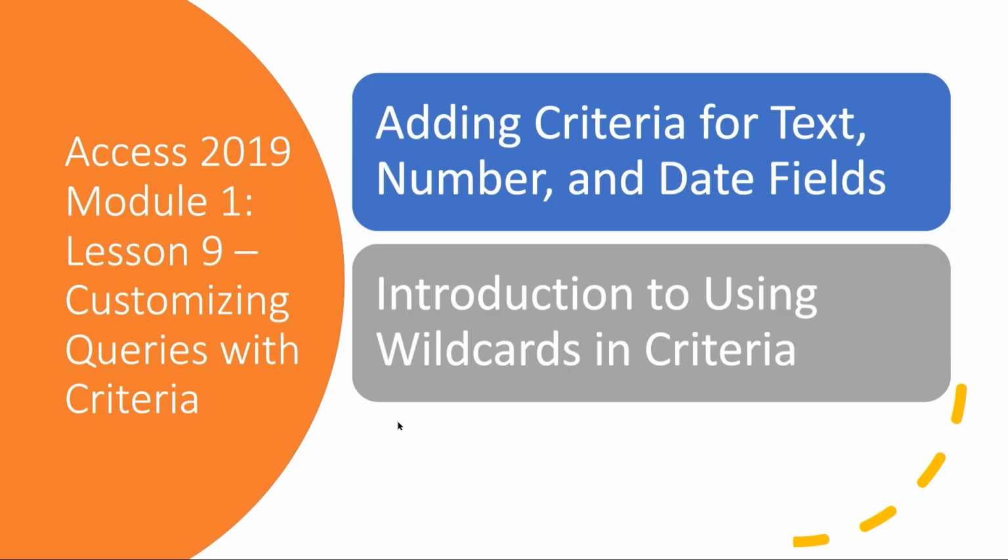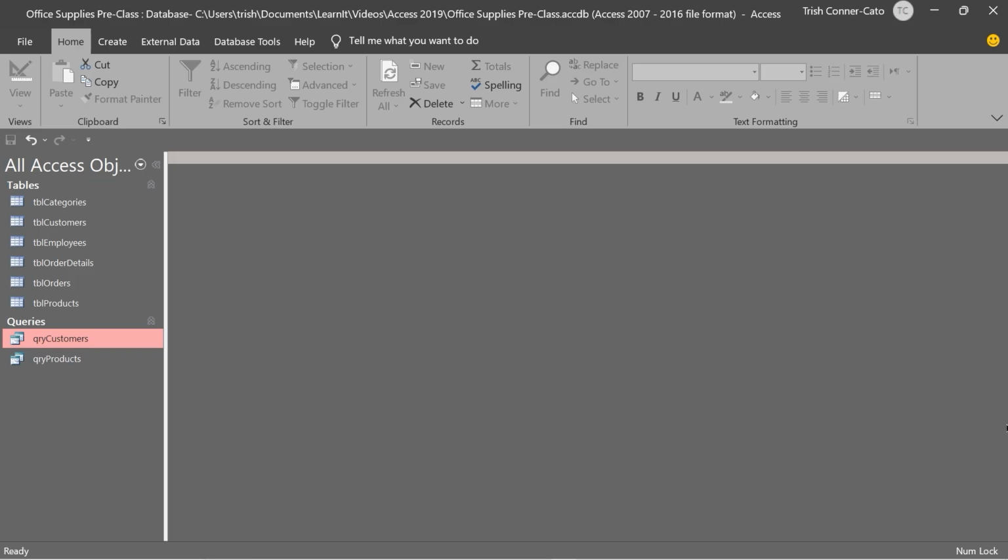Now that we've created a few queries, you're going to learn how to add criteria for text, number, and date fields, and you'll get an introduction to using wildcards in criteria. So let's start with just regular criteria first.